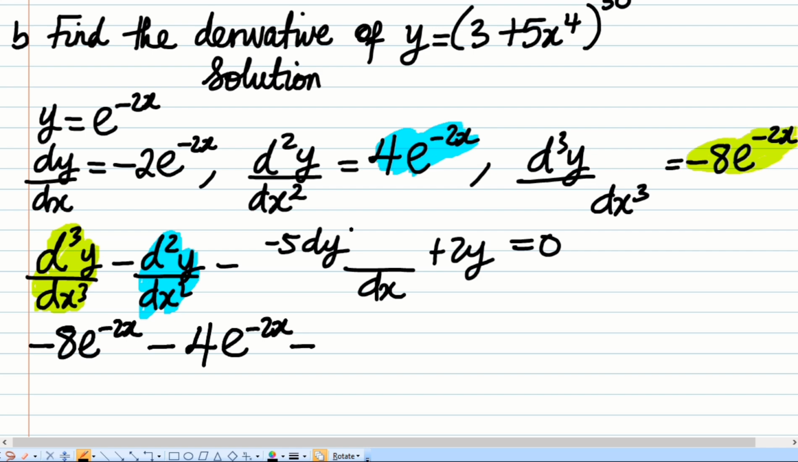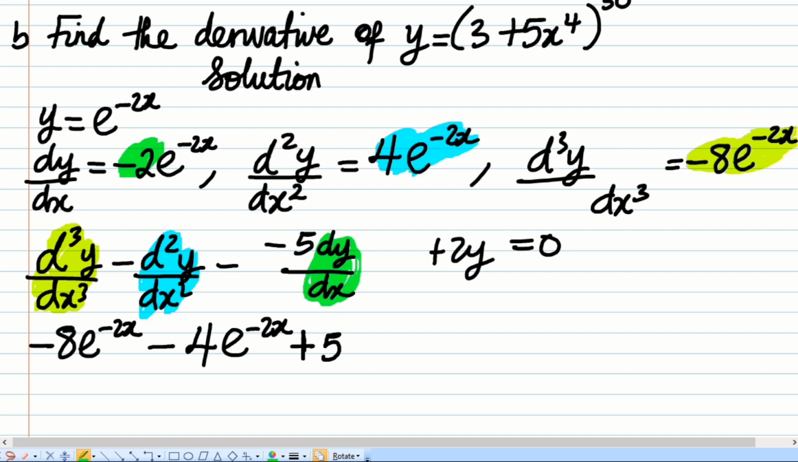And then minus 5 dy on dx. First of all, you can see that this minus will multiply this minus, making it plus. So let me just change the minus to plus, and I'm going to have 5 times dy on dx. But what is dy on dx? dy on dx is clearly minus 2 exponential minus 2x. So I'm going to have times minus 2 exponential minus 2x, and then finally plus 2 times y.